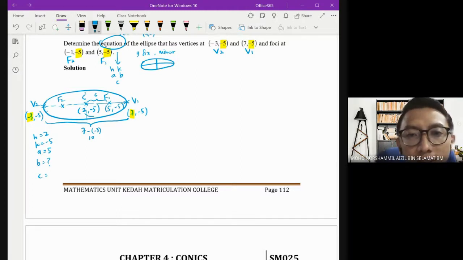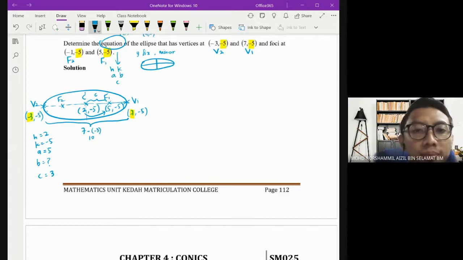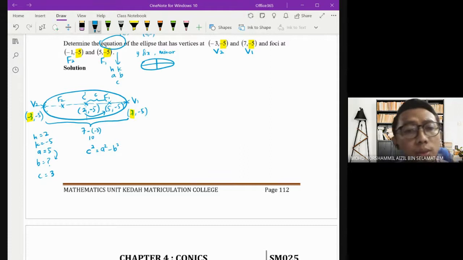Berapa jarak dia? 2 ke 5, berapa jarak? 5 tolak 2, 3 kan? 3. So simple lah. So ingat balik saya kata, formula kata apa? C square sama dengan big square minus small square. We knew already that A going to be bigger than B. A bigger than B. So A square minus B square. Kenapa A besar daripada B? Sebabnya A kita adalah major. B is minor.